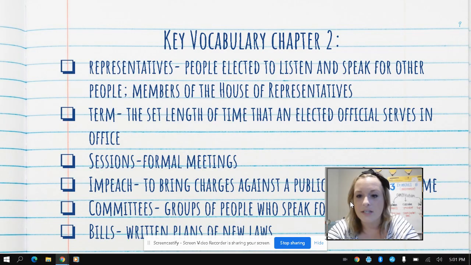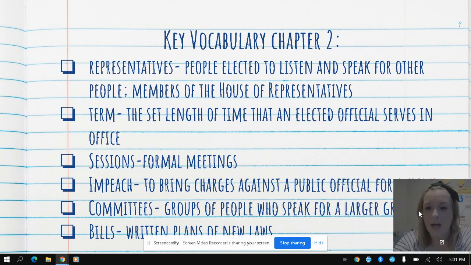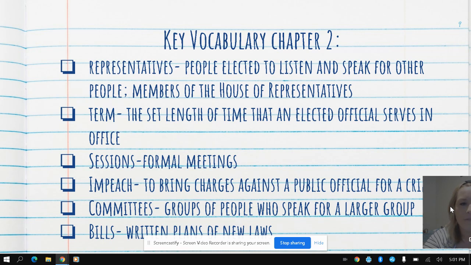And now we're moving on to chapter 2. Chapter 2 has a lot more vocabulary words. So I'm going to run through these words for us. So our first word is representatives. Representatives are people elected to listen and speak for other people, members of the House of Representatives. The next vocabulary word is a term. This is the set length of time that an elected official serves in office. And this happens in multiple ways, just as, for example, the president's term lasts 4 years and then they have to go up for reelection.